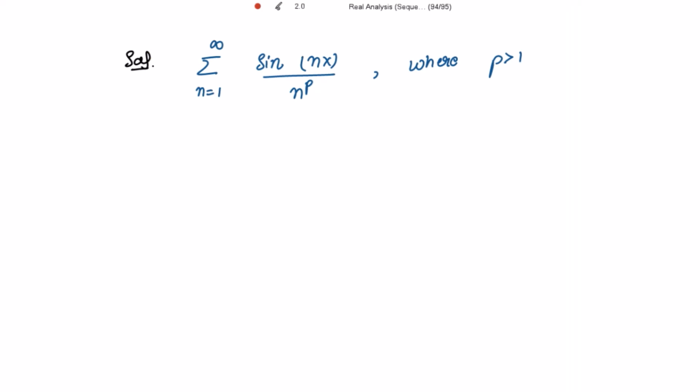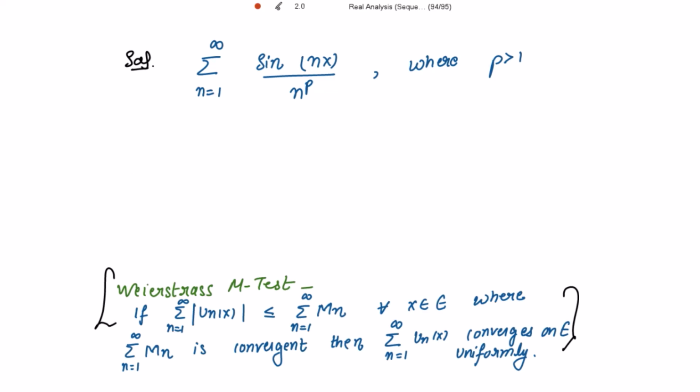This is your given series where p is strictly greater than 1, and we are going to use the Weierstrass M test over here. Let's recall the Weierstrass M test again. It states that if the modulus of u_n(x) is less than or equal to M_n for all x belonging to E, where the series summation of M_n is convergent, then the summation n going from 1 to infinity of u_n(x) converges on E uniformly. So to discuss the uniform convergence for the given series, we are going to use this Weierstrass M test, which is very helpful in this case.